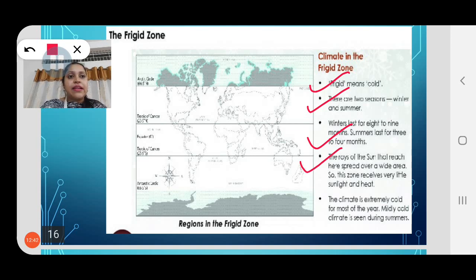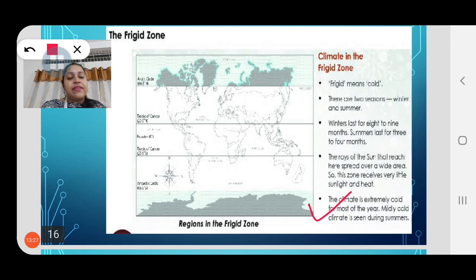Then the fourth characteristic: the rays of the sun that reach spread over wide areas. So this zone receives very little sunlight and heat. We have seen in the previous chapter that the poles receive very little sunlight, and even what amount of sunlight it receives, the sun rays spread, so the heat is also very less. So it receives very little sunlight and very little heat, and that's why it's very cold in this region. The climate is extremely cold for most of the year.